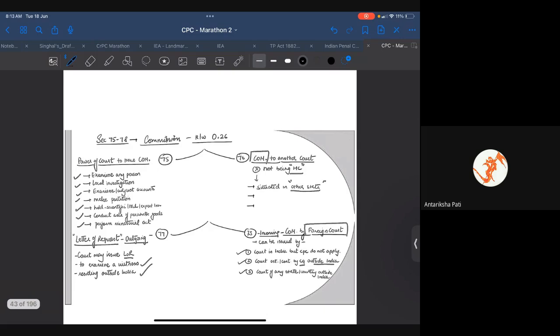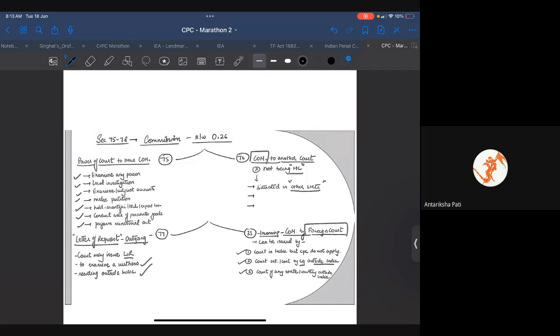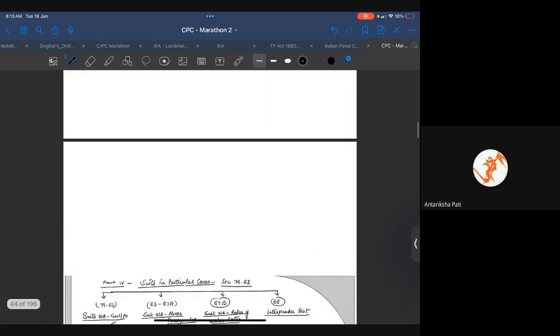Now, a letter of request can be made also. That is, the court may issue a letter of request to examine a witness who is residing outside India. Now, of course, if a commission is issued by a foreign court, then it can also be issued by a court in India, and where the CPC does not apply, then also it can be done. That is given in 78.